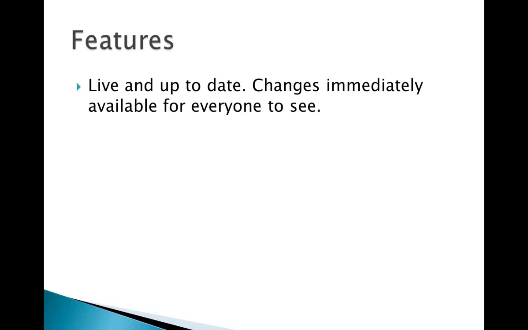The first and sort of main feature of the health plan is it's always live and up to date. So anything you change on the health plan is going to be immediately available for everyone to see. So if you change a date or add a task or delete a task, when you log in and view that, everyone's going to be able to see that immediately, which is one of the differences from your wall planner, where you'd have to go through, print a new plan to get that change available.